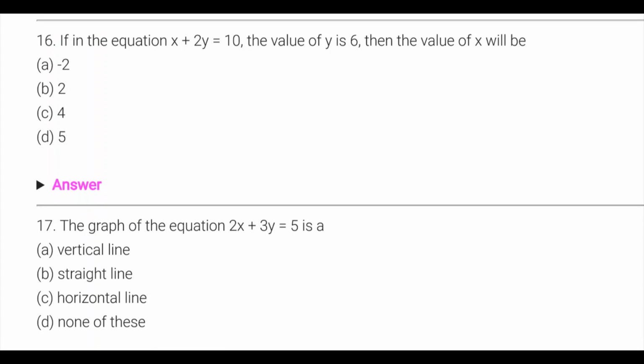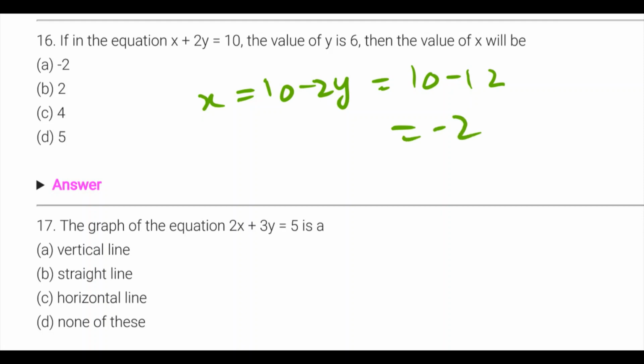Next is the 16th question. If in the equation x plus 2y equals 10, the value of y is 6, then the value of x will be? Pretty easy. x will be equal to 10 minus 2y, which is 10 minus 12, it is minus 2.